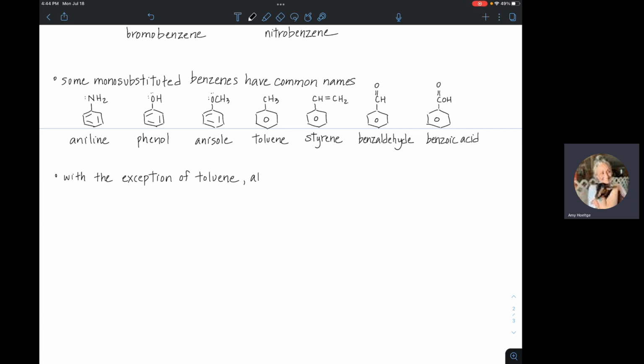going to name, if you're using common nomenclature, you're going to name those compounds as alkyl substituted benzene. If you're naming them IUPAC style, so like a systematic nomenclature style, you're going to refer to the aromatic ring as a phenyl group. And I'll give you a couple of examples of that.